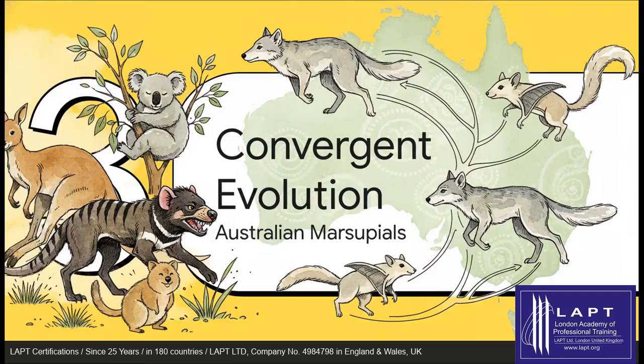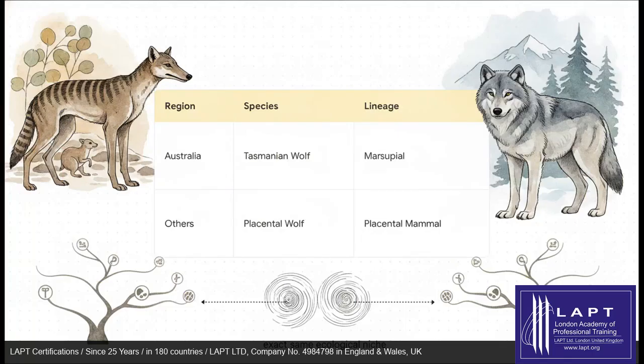Let's move on and see how this builds into Section 3, Marsupials and Convergent Evolution. And this brilliantly illustrates how filling these unoccupied roles works on a global scale. We can actually look at the predatory niche as a great example. Over in Australia, the top predatory role was historically filled by the Tasmanian wolf. Now, that's a marsupial, meaning it raises its young in a pouch.